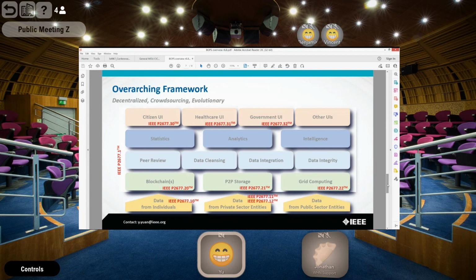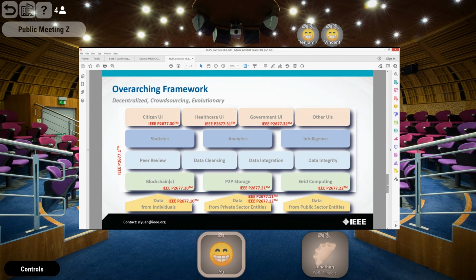And P2677.11 is about in which way we get data from telecommunication companies. And P2677.12 is about how we get data from the transportation industry, like the buses, like taxi companies, and trains, things like that. And then, there are lots of different blockchains in the world for now, but not every one of them is suitable to be used for our purposes. So we have another standard, P2677.12.20, talking about the requirements on the blockchains that can be integrated in our system.